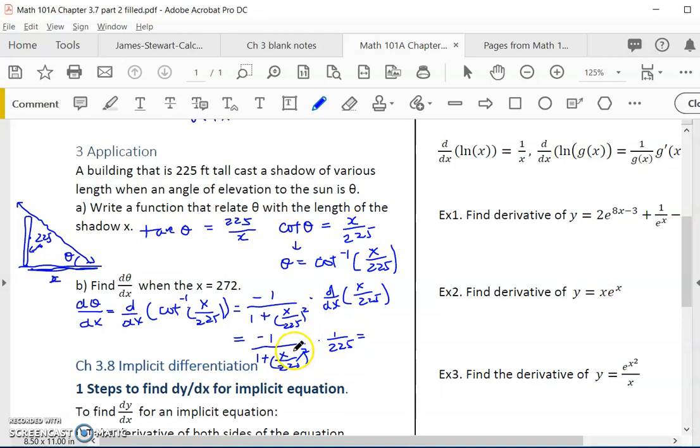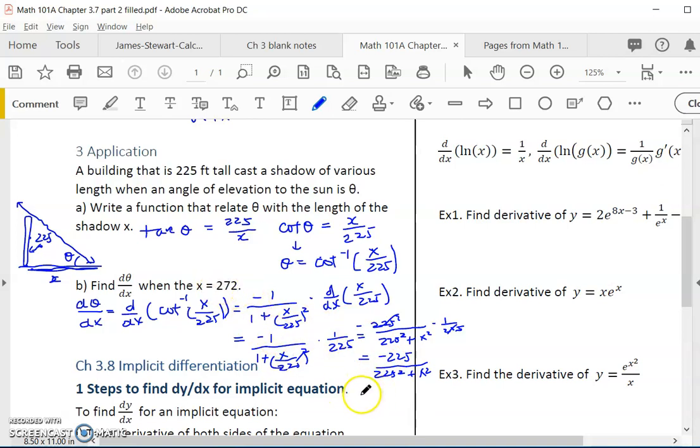I should multiply 225 squared on top and bottom to clean the 225 out. So we would have 225 squared over 225 squared plus x squared, times 1 over 225. This cancels one of them, so it becomes negative 225 over 225 squared plus x squared. That's the answer for the derivative.